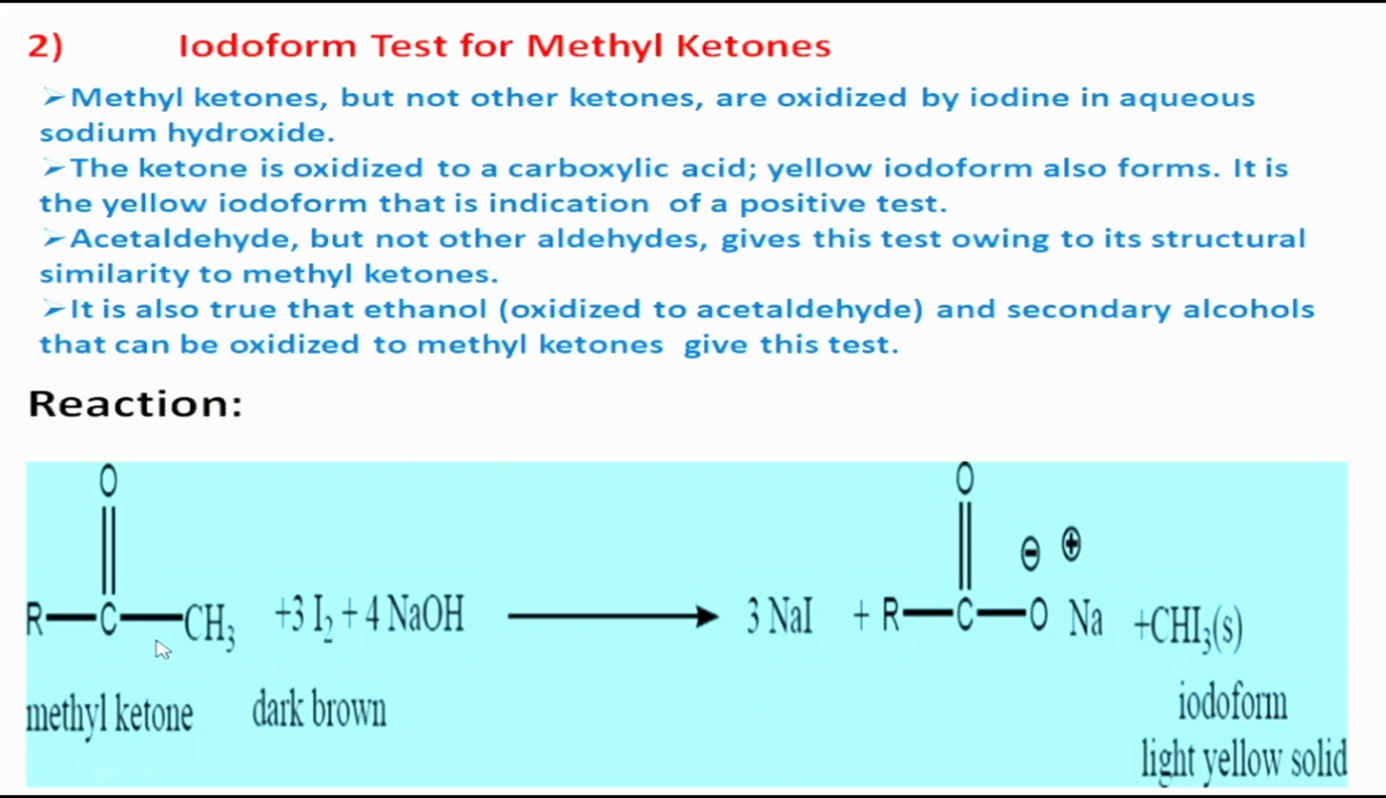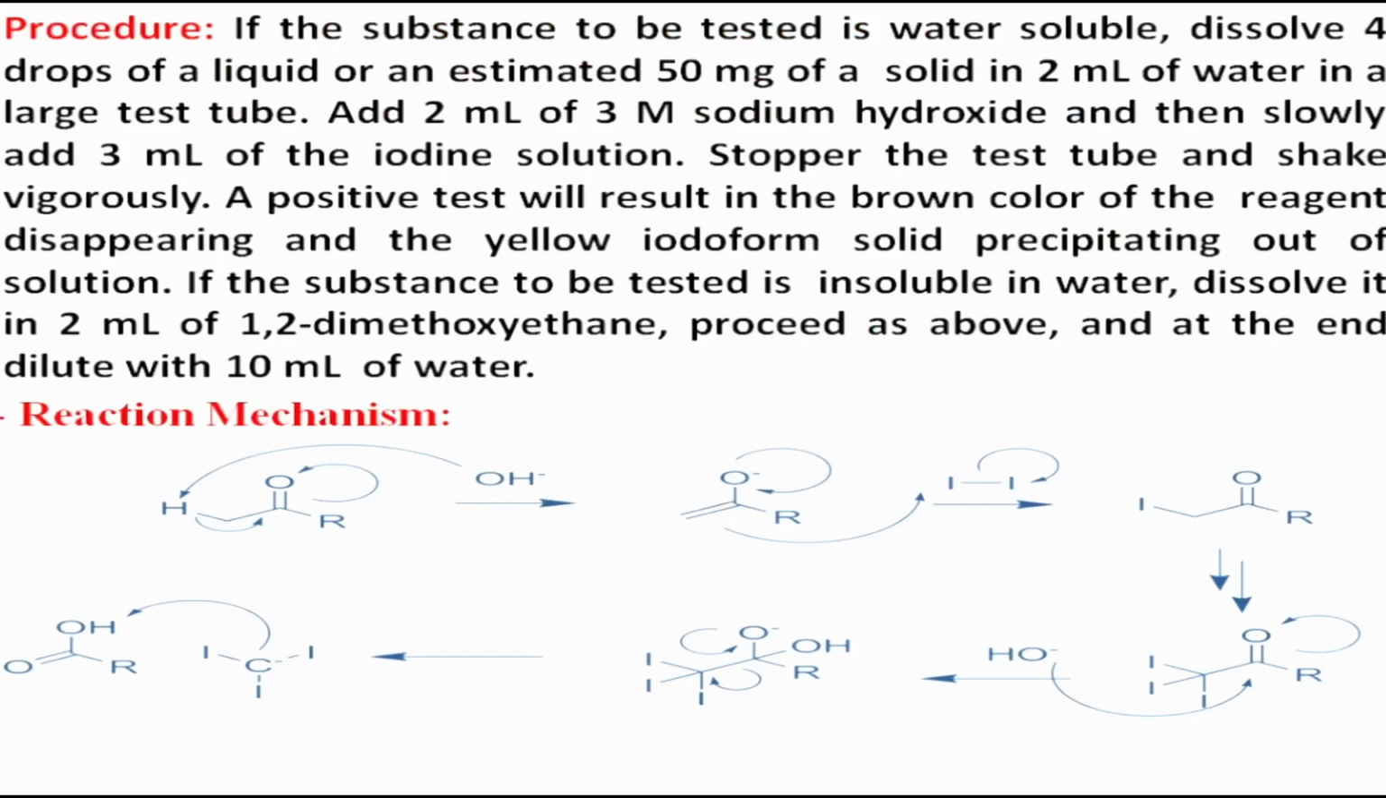This methyl ketone will react with iodine and sodium hydroxide. It is an oxidation reaction. So sodium iodide will form, and then sodium carboxylate will form, and the yellow solid iodoform will form. So the formation of iodoform is an indication of the presence of a carbonyl group.